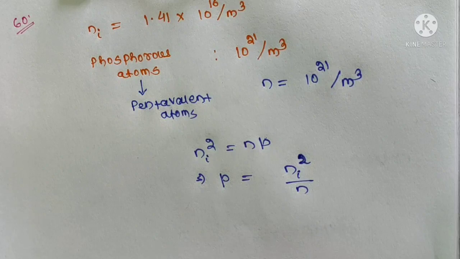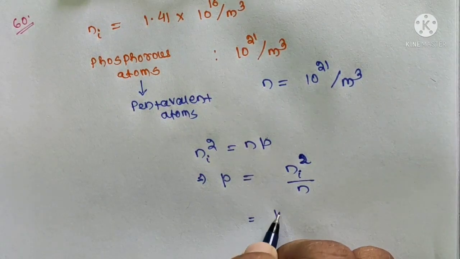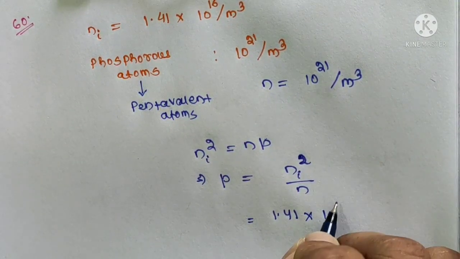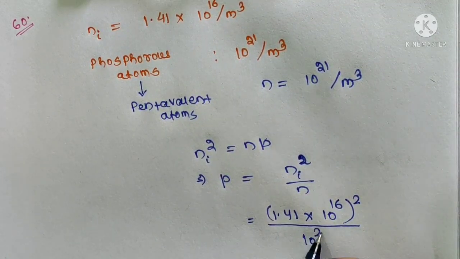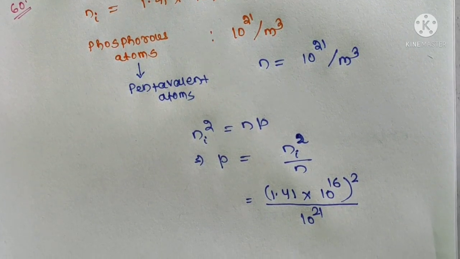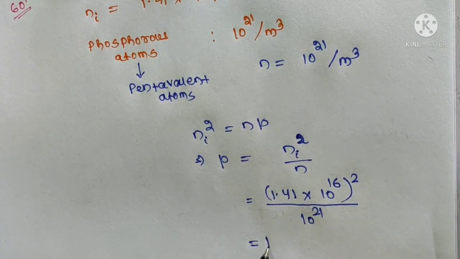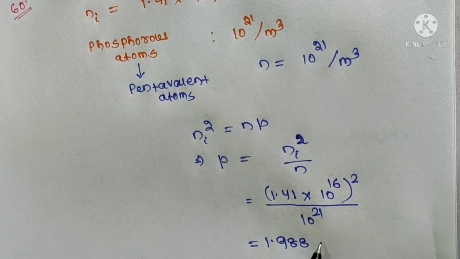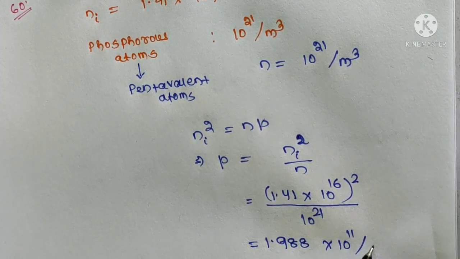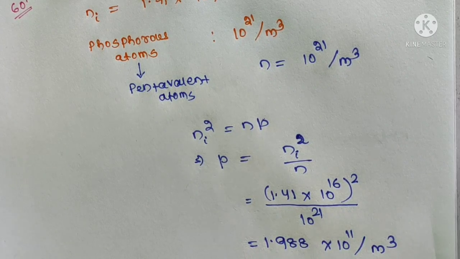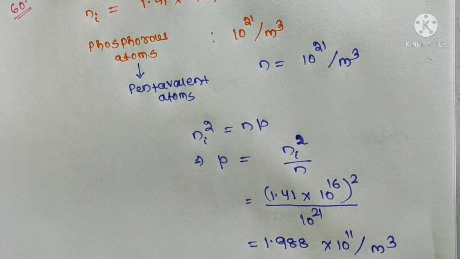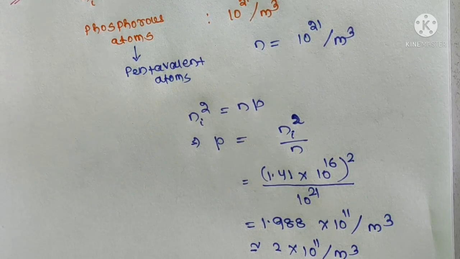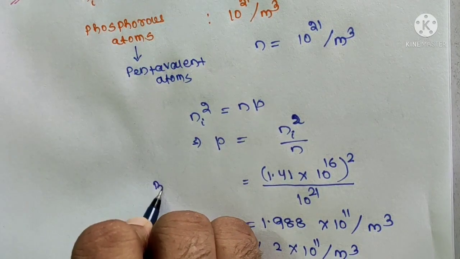Now use the given value. So that is 1.41 into 10 to the power 16 whole square over 10 to the power 21, and now calculate it. It is equal to 1.988 into 10 to the power 11 per meter cube. Now check your option. It is equivalent to, you can take 2 into 10 to the power 11 per meter cube. So your correct option is option B.